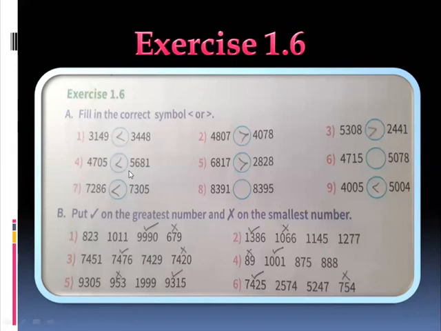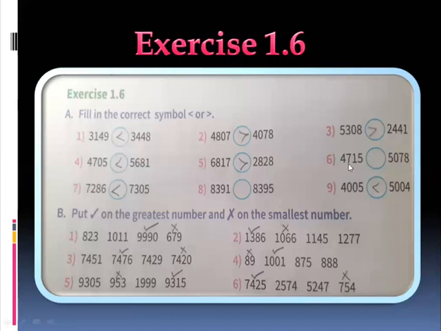Okay, next, fourth one, 4,705 is less than 5,681. In here also, in the thousands place, here 4 is there, here 5 is there. So 4 is less than 5. So 4,705 is less than 5,681. Okay, next, fifth one, 6,817 is greater than 2,820. This is also easy, right? 6 and 2 are there. 6 is greater than 2. So this number is greater than this number.